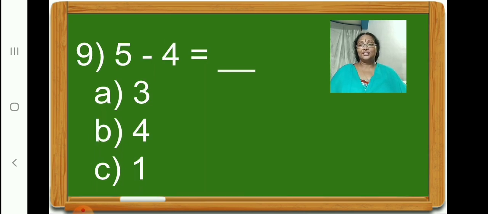Now let us solve question number 9, 5 minus 4. Here we have to minus 4 from number 5. Children, open 5 fingers. Yes. Now fold 4 fingers. 1, 2, 3, 4. Now how many fingers are left? 1. Therefore 5 minus 4 is equal to 1. Now let us select the correct option C.